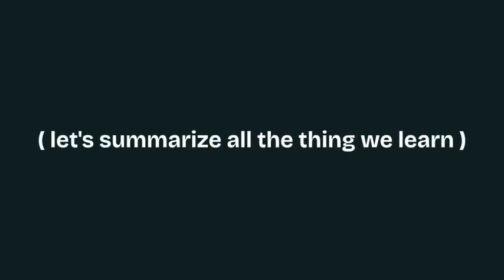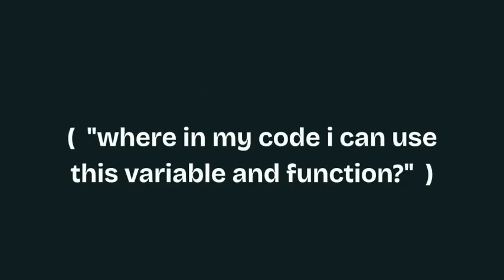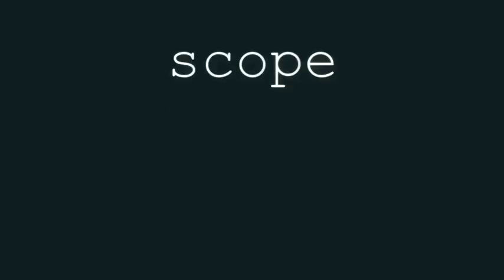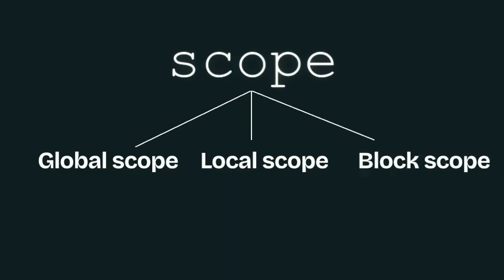This is it. Now, let's summarize all the things we learned. Scope, in simple terms, determines where in your code you can access or use a particular variable. It simply answers the question, where in your code can you access this variable and function. Further, scope is divided into 3 parts. First is global scope. Second, local scope or function scope. And last, block scope. Let's summarize each of them.